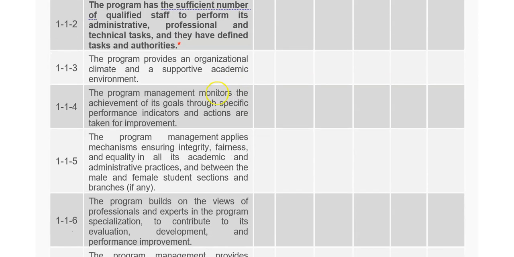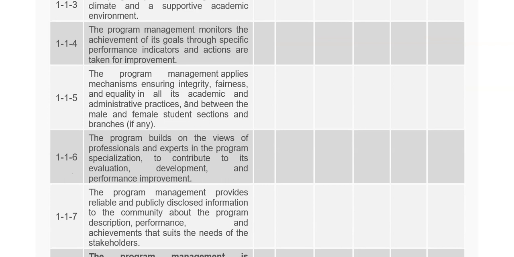Some of these criteria are not applicable. For example, if you don't have a management applies mechanism ensuring integrity, if you don't have female and male students, only male or only female, then this criterion 115 is not applicable. If you have male and female, you have to evaluate this criterion.